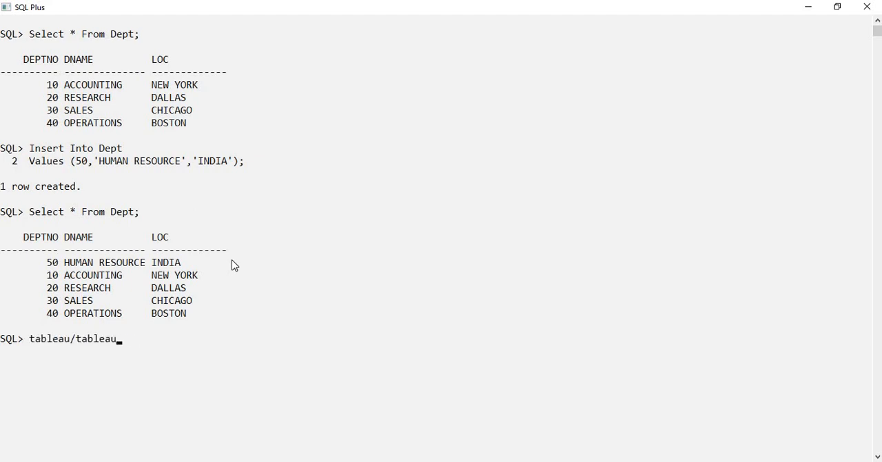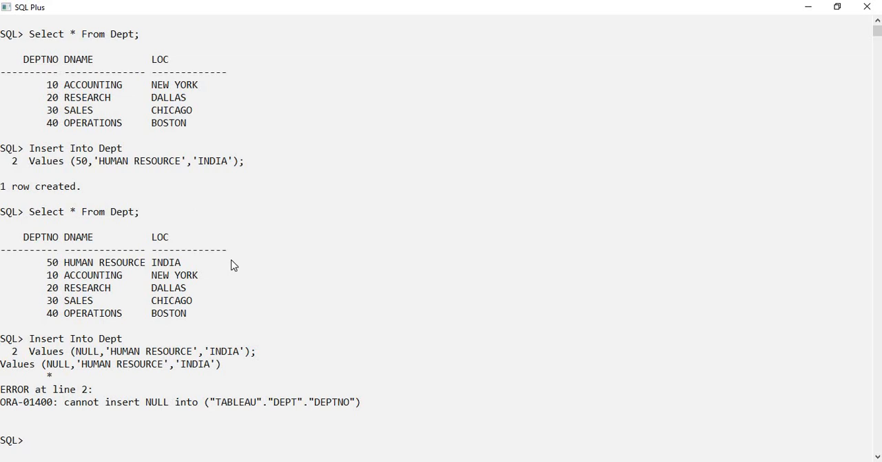But what happens if I try to insert into the same department table with the department number being null, right? So we can represent null in two ways. One is two single quotes, or we can write null here. Okay, let me click on enter.